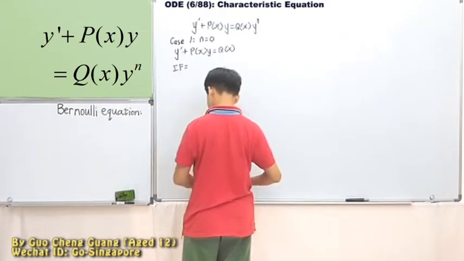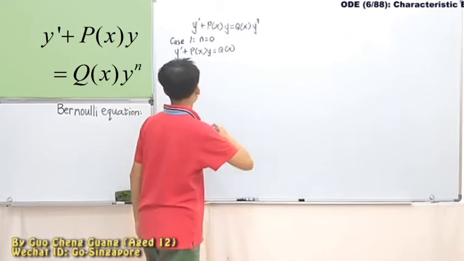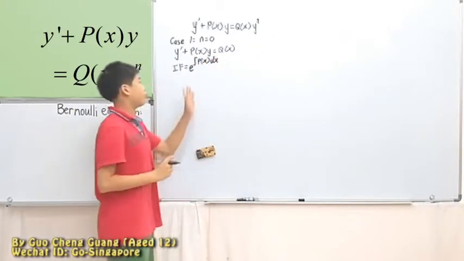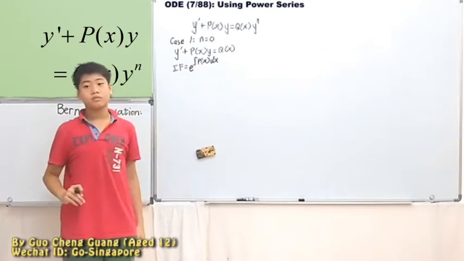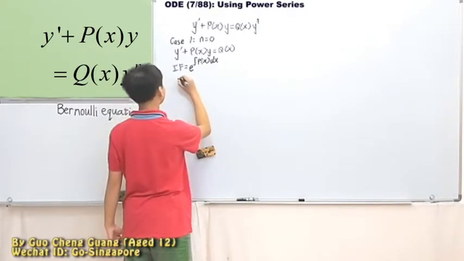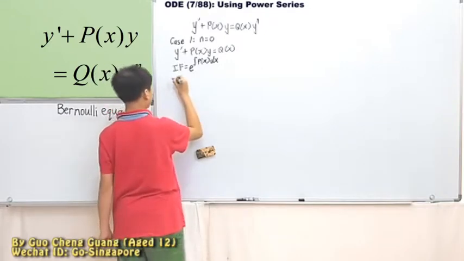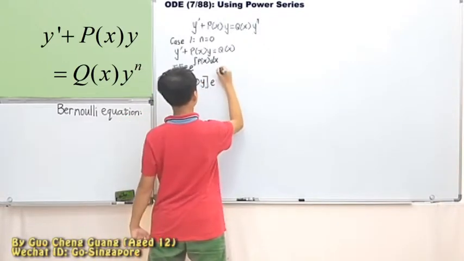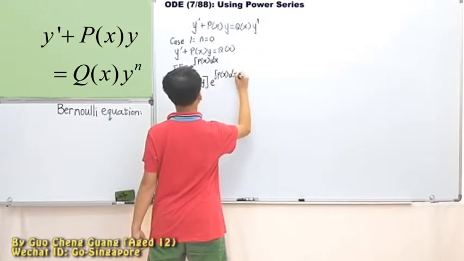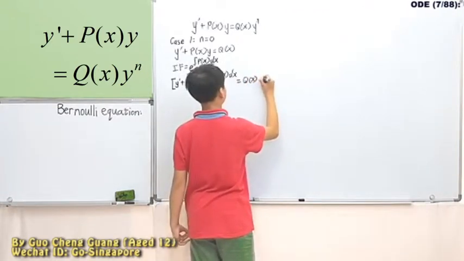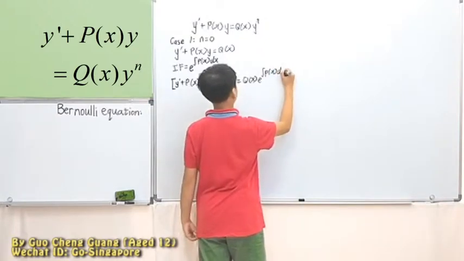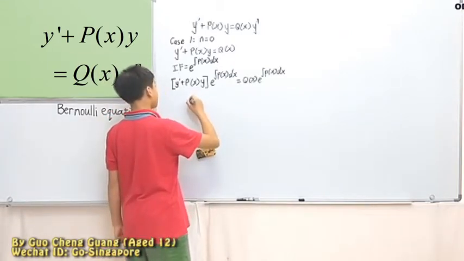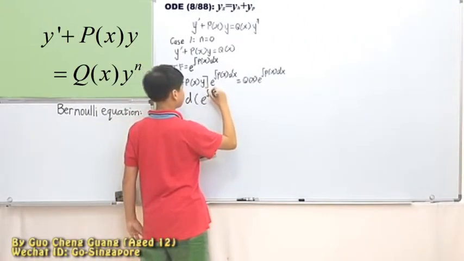The IF. So this part is e to the power of the integral of p(x) with respect to x. For this part, we'll just leave it like this since we do not know what p(x) is. Leaving it like this is fine. So this is your IF. Then we multiply it on both sides. Like this. For this part, we have used, now what did we use? Yes, total differentiation.